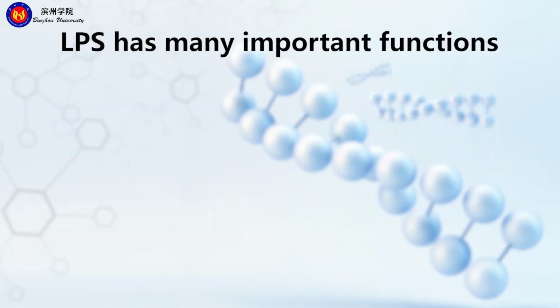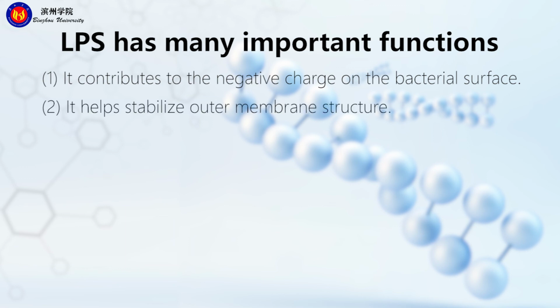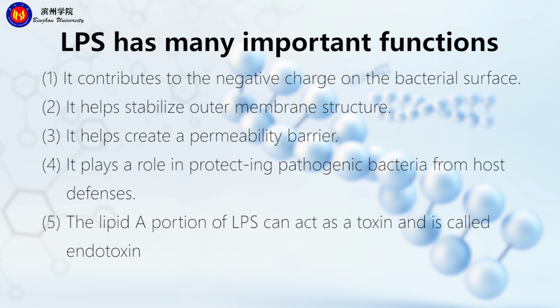LPS has many important functions. First, it contributes to the negative charge on the bacterial surface. Second, it helps stabilize outer membrane structure. Third, it helps create a permeability barrier. Fourth, it plays a role in protecting pathogenic bacteria from host defenses. The last, the lipid A portion of LPS can act as a toxin and is called endotoxin.